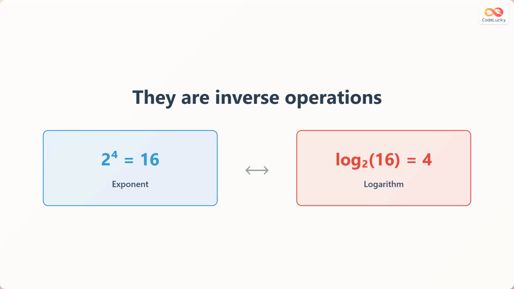Exponents and logarithms are inverse operations. 2 to the power of 4 equals 16 is an exponential expression. The equivalent logarithmic expression is written as logarithm base 2 of 16 equals 4.